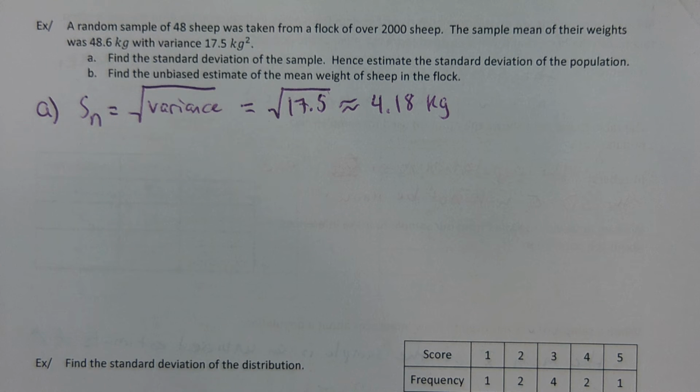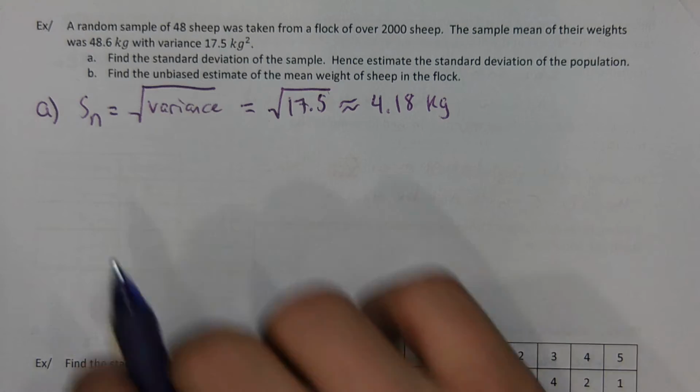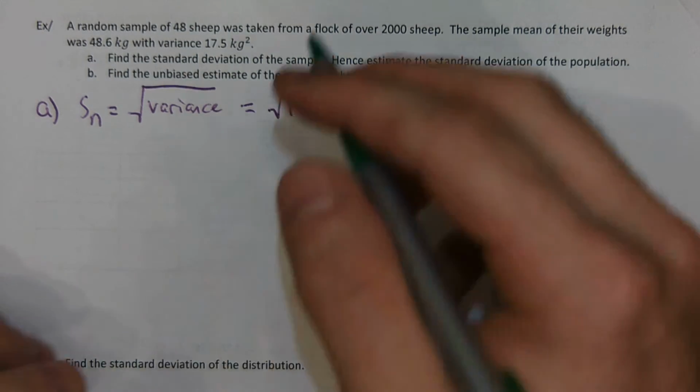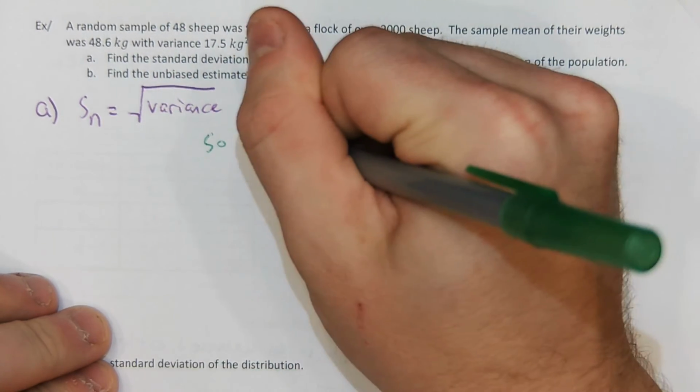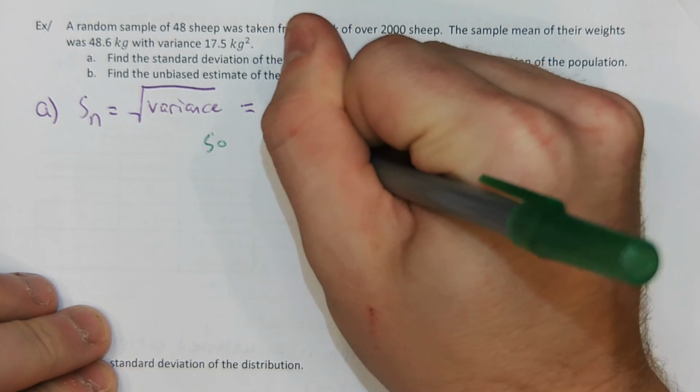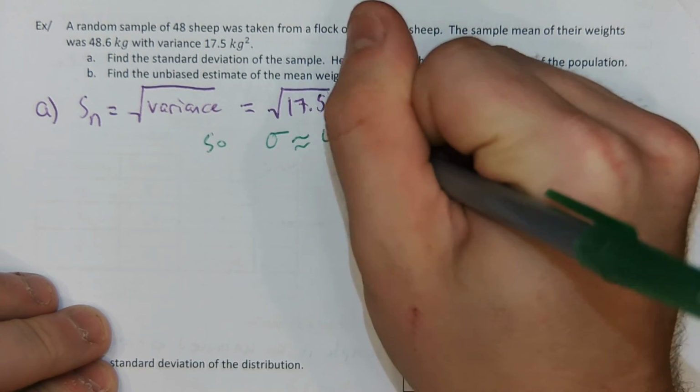I like this next part. So it says, hence, estimate the standard deviation of the population. Well, since the standard deviation of a population is estimated by the standard deviation of the sample, we just say that sigma is also roughly 4.18. We don't have a choice. So sigma is approximately 4.18 since the sample is random.